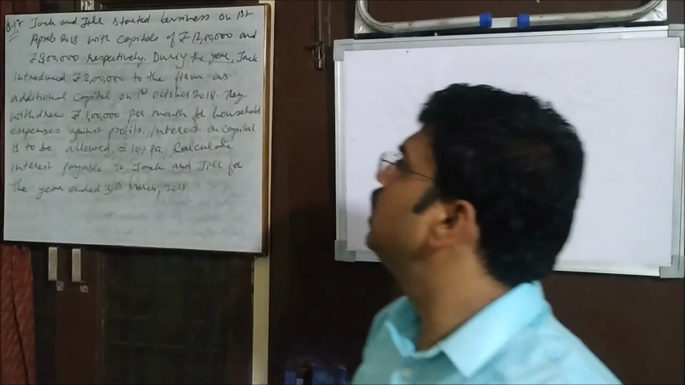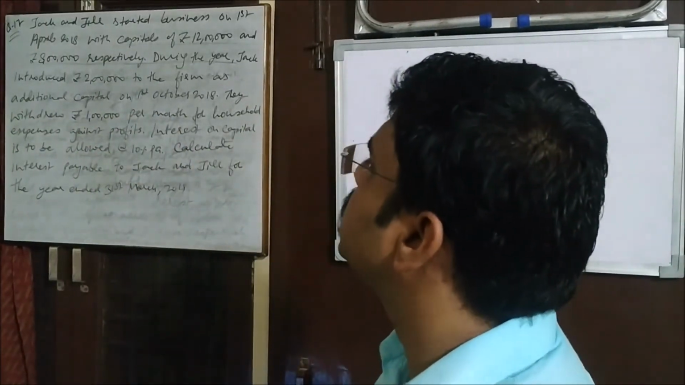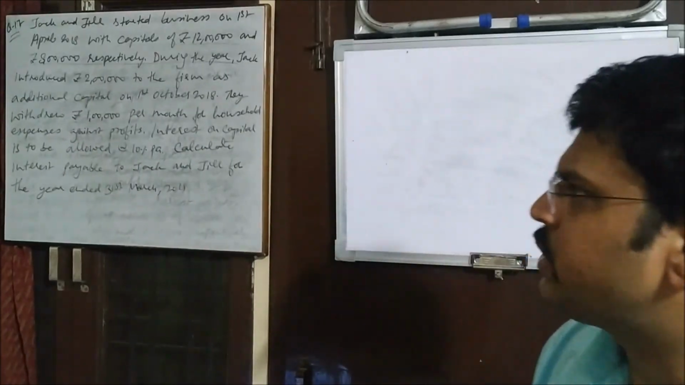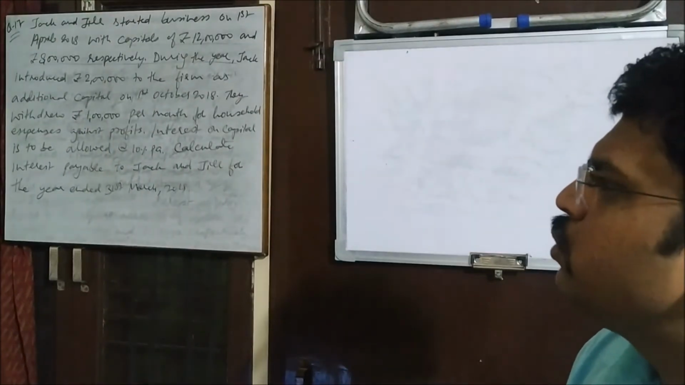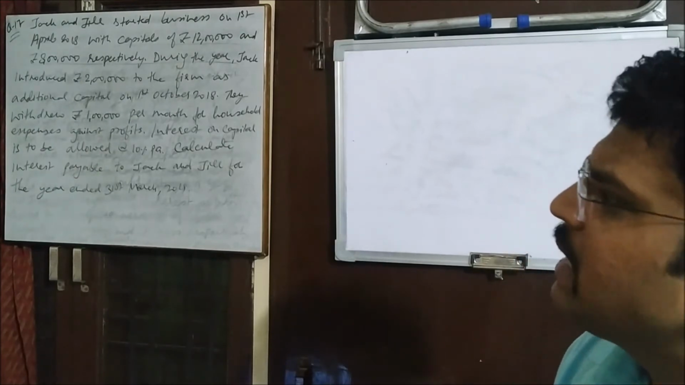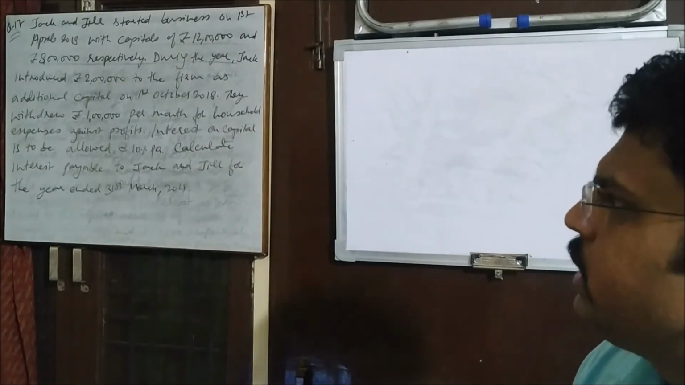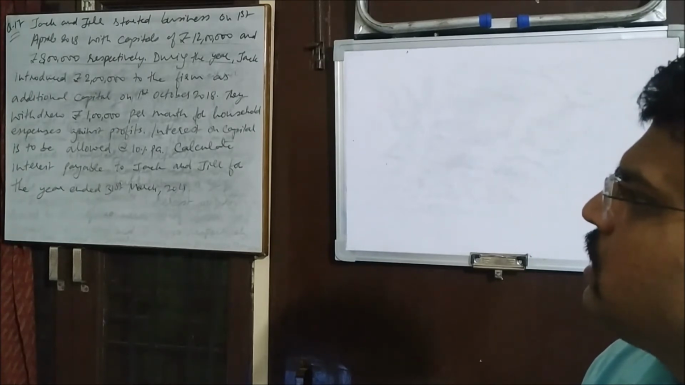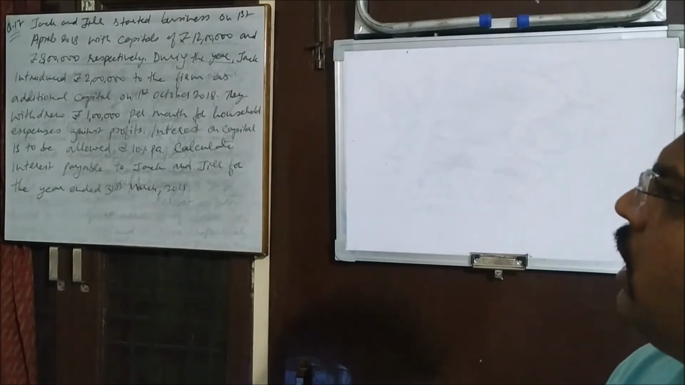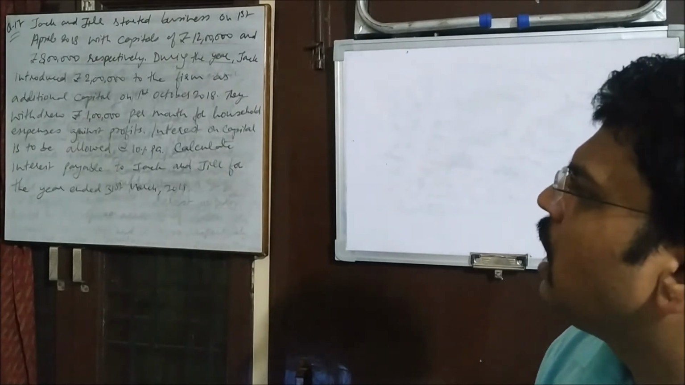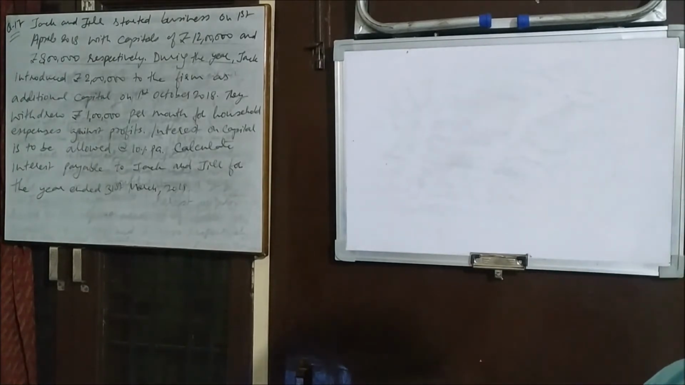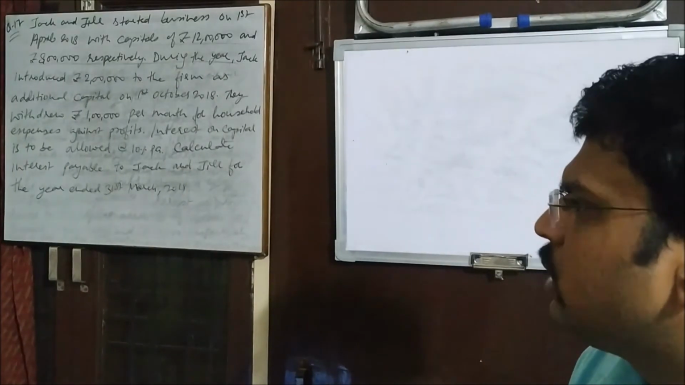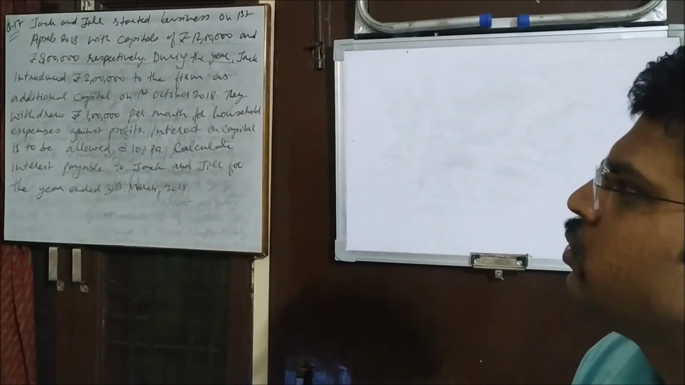Let's read the question. Jack and Jill started business on 1st April 2018 with capitals of rupees 12 lakh and 8 lakh respectively. During the year, Jack introduced rupees 2 lakh to the firm as additional capital on 1st October 2018. They withdrew rupees 1 lakh per month for household expenses against profits. Interest on capital is to be allowed at the rate of 10% per annum. Calculate interest payable to Jack and Jill for the year ended 31st March 2019.